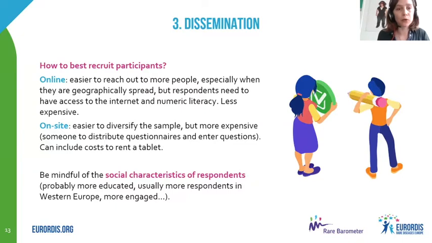Also, how to best recruit participants online. To make it simple, it's faster, cheaper, easier, but then you won't have access to all types. You will just have access to a certain type of respondents with more numeric literacy, with access to the internet. So you just have to know that sometimes, especially with rare diseases, you cannot do otherwise. That's the best way we have to reach out to patients and carers, but still you have to know that your sample will be impacted and that you won't have access to the same type of people as, for instance, if you were on site in hospitals.